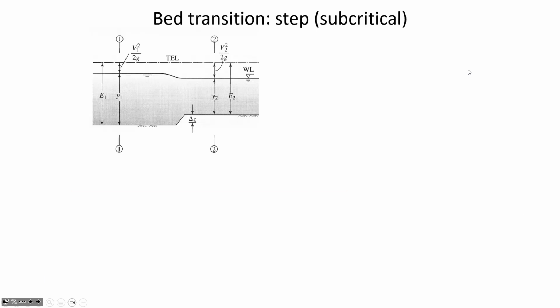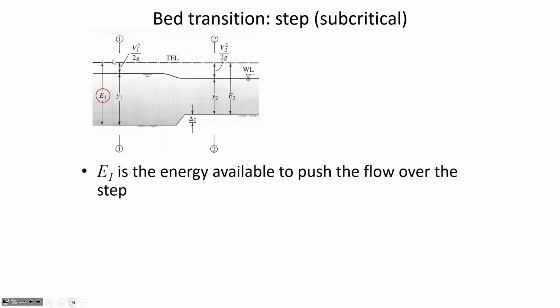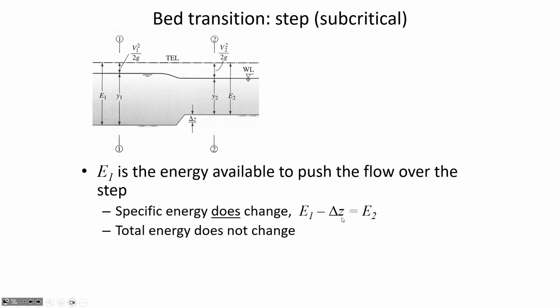So, if we have subcritical conditions and a step up, then remember E1 can be thought of as how much energy is available to overcome that obstacle. The delta Z is an obstacle. And the specific energy is changing because some specific energy is being lost, and so the energy that's available at 2 is less than the amount of specific energy there was at 1, with delta Z being the difference. But the total energy doesn't change.